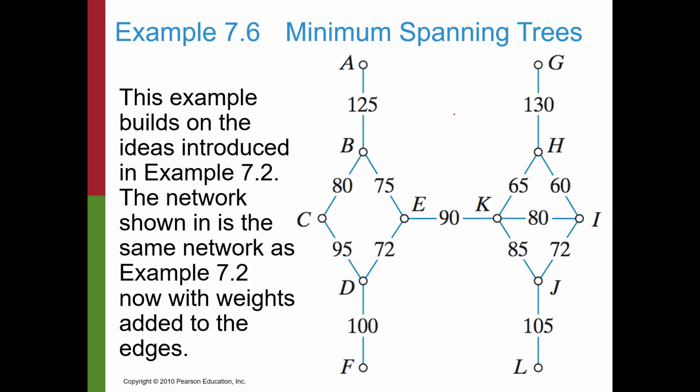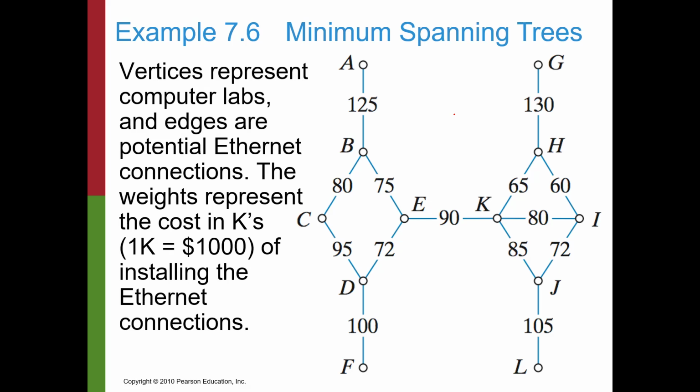The network shown is the same network as in example 7.2, now with weights added to the edges. Vertices represent computer labs and edges are potential Ethernet connections. The weights represent the cost in thousands, 1K is equal to 1,000, of installing Ethernet connections.